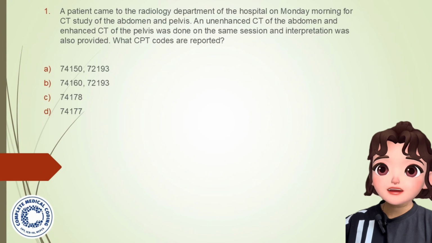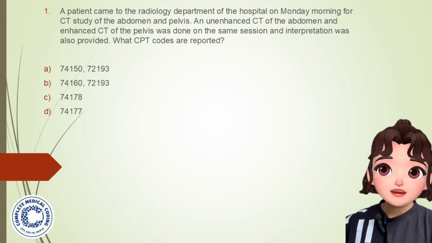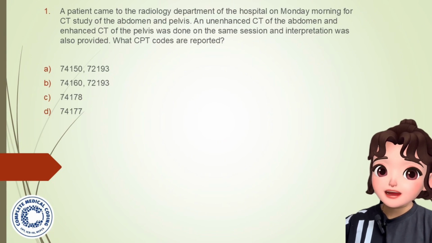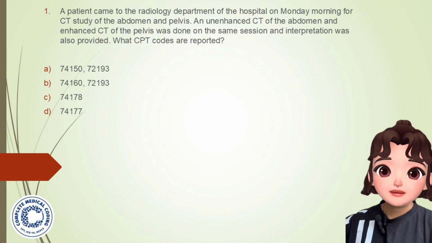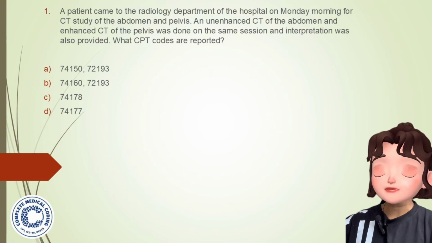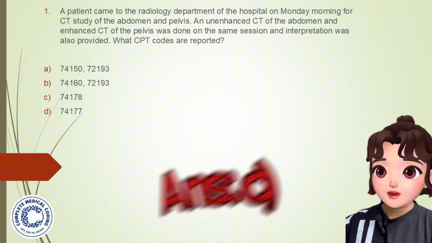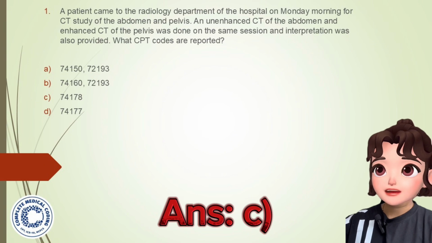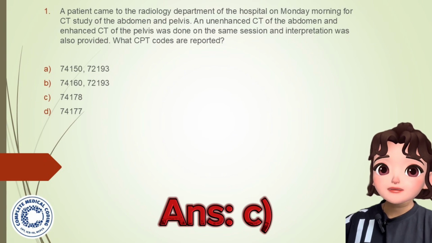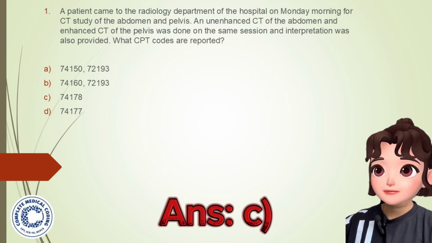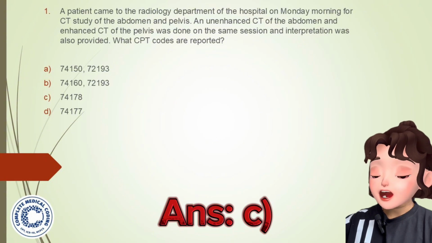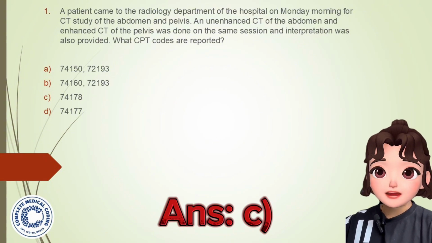This will be applicable when you go for jobs or interviews. You will get such types of questions. Always use the bundled code. So 74178, option C is the correct answer. The answer will be 74178, CT scan abdomen and pelvis without contrast material followed by with contrast material.